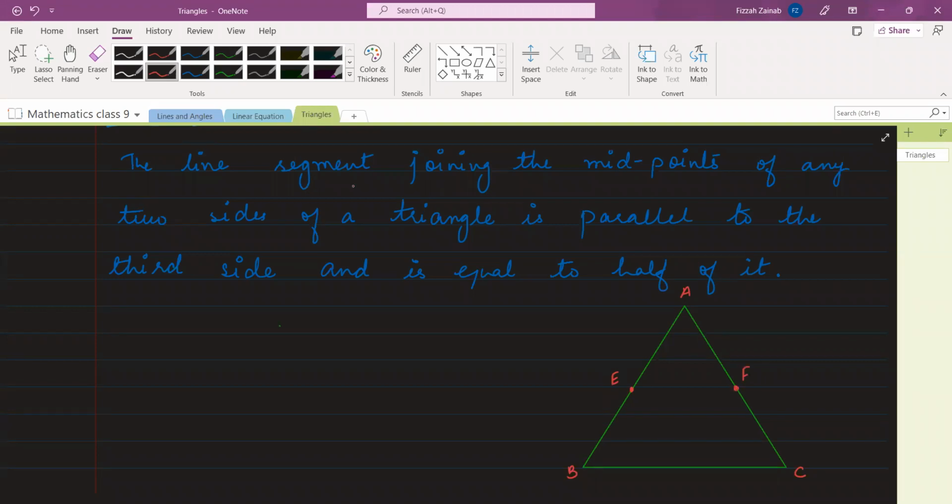So the line segment joining the midpoint. So that means they are talking about this line segment EF. Understand? So this is the line segment which is joining the midpoints of any two sides of a triangle, is parallel to the third side. So that means EF, according to this theorem, will be parallel to BC, right? And is equal to half of it. And this line segment EF will be half of BC. That means the third side of the triangle, right? Understand the meaning of the midpoint theorem?